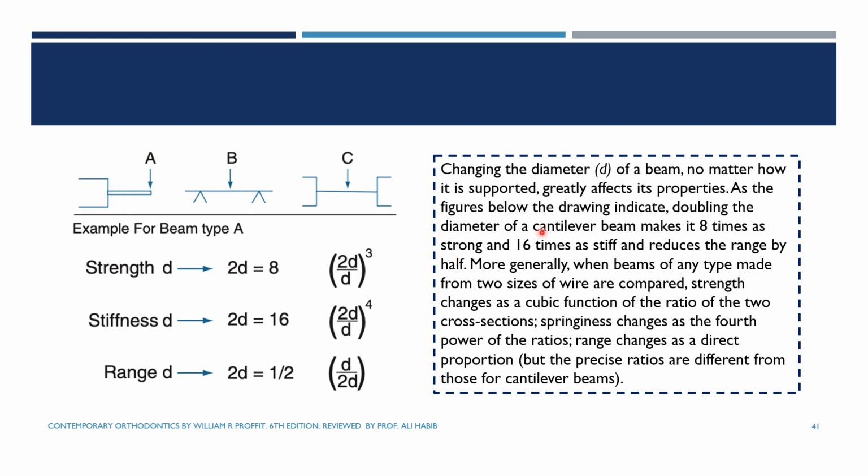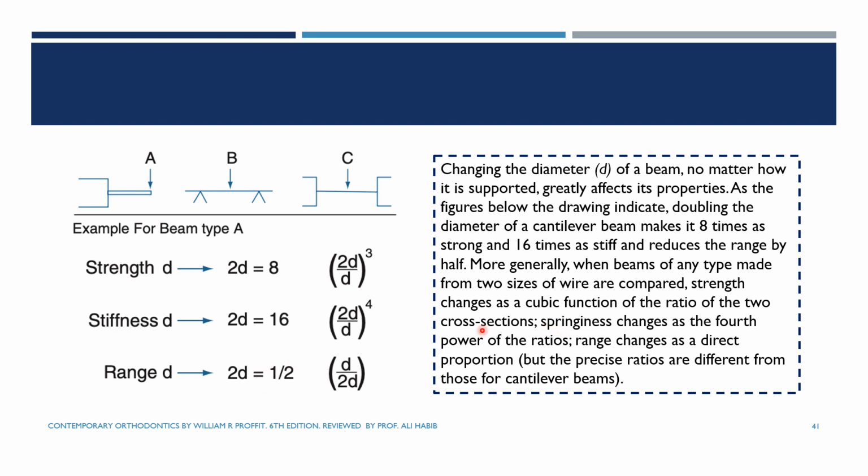And as you can see, it's written here that doubling the diameter from D to 2D in a cantilever, or beam type A, will increase the strength 8 times and the stiffness 16 times and reduce the range by half. This is when you increase the diameter. So you're going to have a stiffer wire, a stronger wire, but a wire with less range.